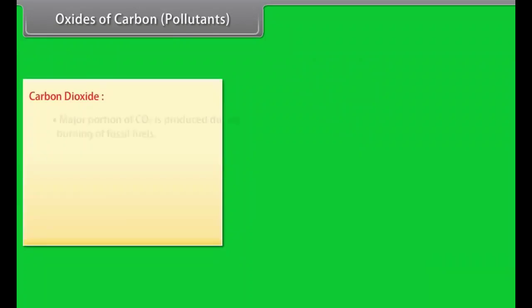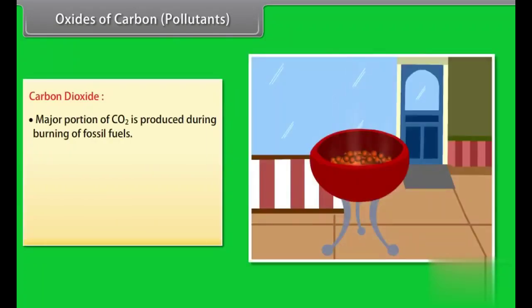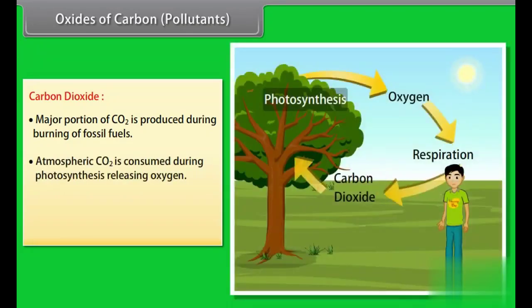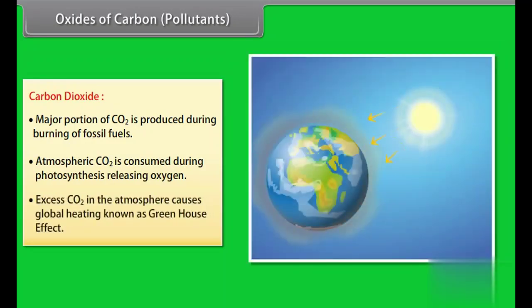Carbon dioxide. A major portion of CO2 is produced during burning of fossil fuels. Atmospheric CO2 is consumed during photosynthesis, releasing oxygen. Excess CO2 in the atmosphere causes global heating, known as the greenhouse effect.